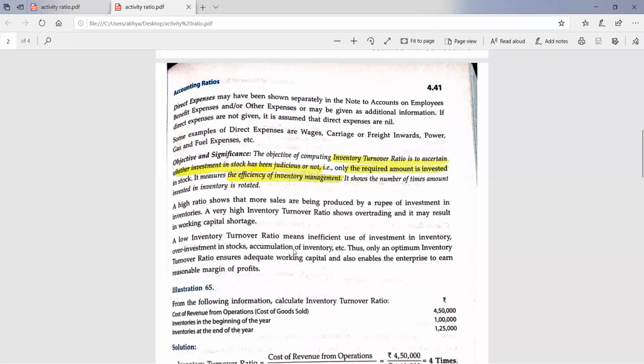And if understocking is there, in that case the demand is coming, but we are not having the stock, we are out of stock. In that case we will not be able to fulfill the demand of the customer. So every business needs to maintain accurate levels of stock. Okay, students, the higher the ratio, the better the ratio. Whatever performance ratios we are calculating, if they are higher, then it is a better situation for the business.